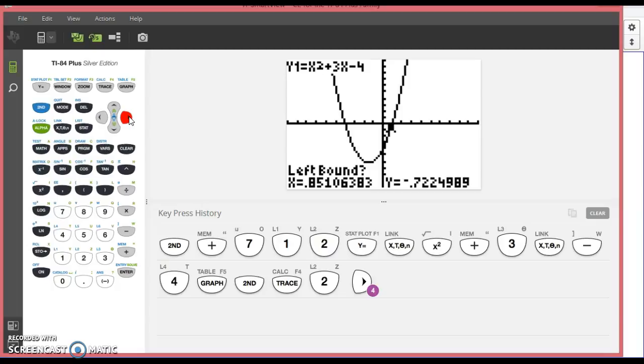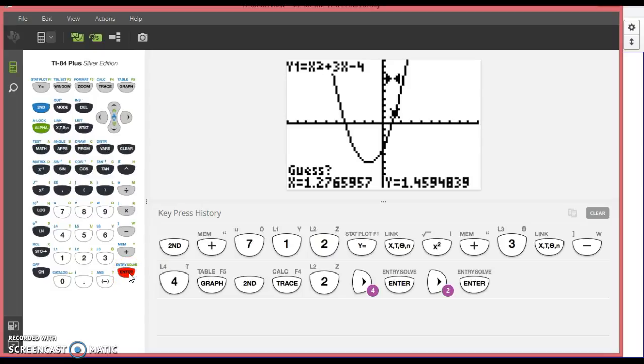So I move that cursor so it is to the left. Look, right here. This is a little bit to the left of that x-intercept. See how it's to the left of it? It's below it. That's to the left. Then I am going to hit enter. Now it says right boundary. So I'm going to use my arrow button, and I'm going to move it a little bit above, which is to the right. See how it's a little bit to the right? And I'm going to hit enter.